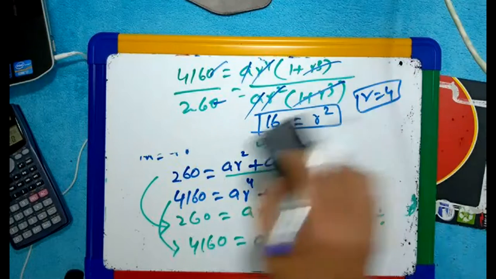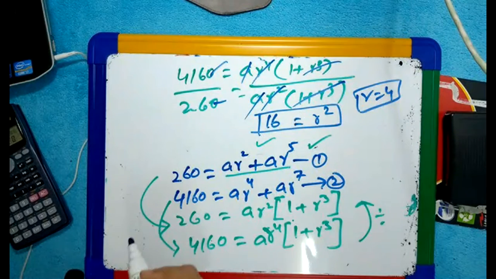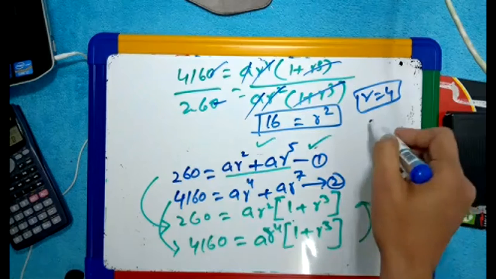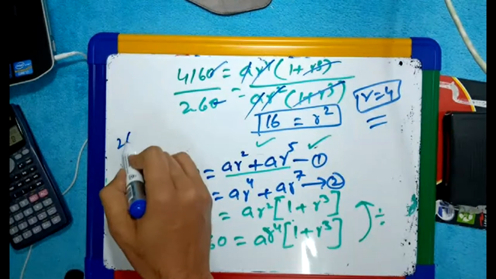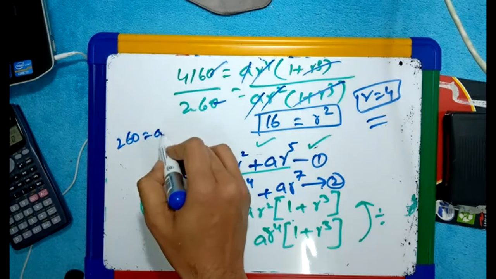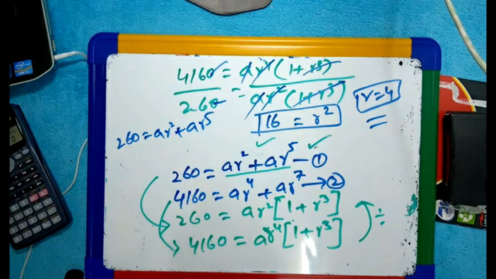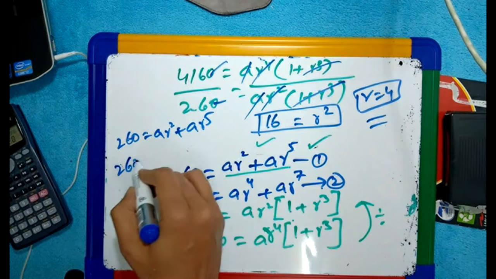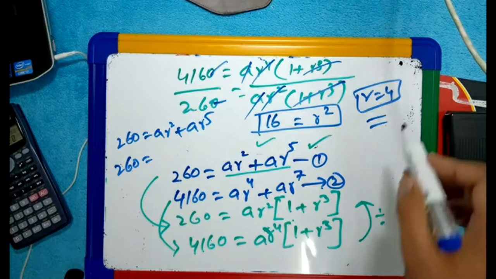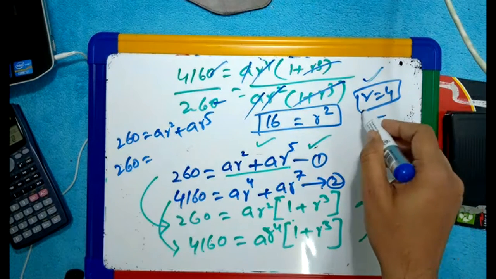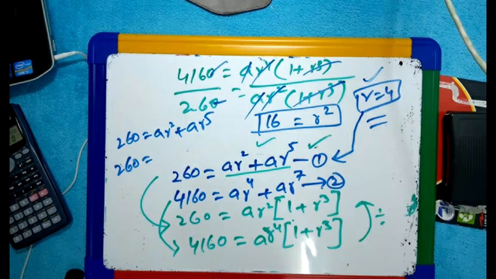Very, very tricky question. Better you ask me. Okay. So now I will put this r value in the first equation. First is easy: 260 equal to a r square plus a r 5. So I will get a and r. So r is 4. I only calculated r; now I am calculating a. I am substituting this in this equation, right?